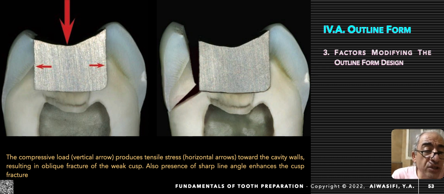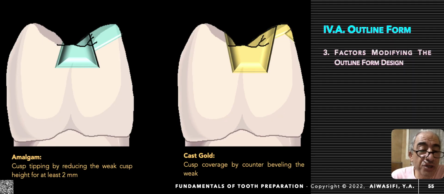How could you treat or solve this problem? I couldn't increase the base because already you cut it, but you could reduce the height. In this condition, we extend the cavity to cut the tip of the cusp, allowing at least 2 millimeters. This is called cusp tipping when the restoration is amalgam or composite, a brittle material. This extends the outline form, which was supposed to finish at this black line, to finish at this area. So presence of a weak cusp extends the cavity to another area just to reduce the height of the cusp, because you couldn't add to the base.